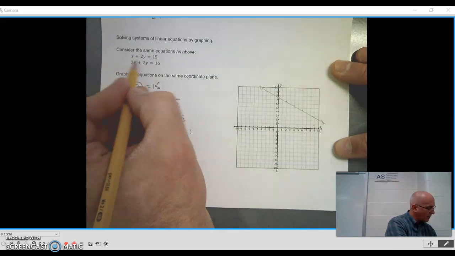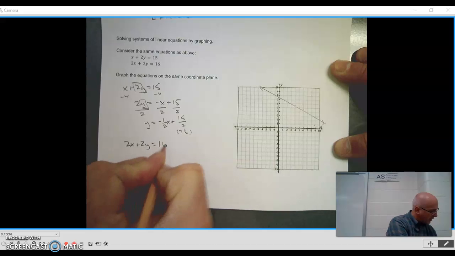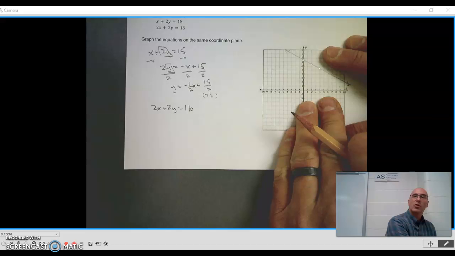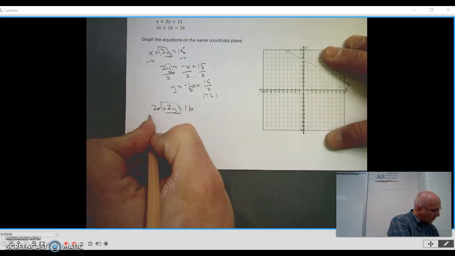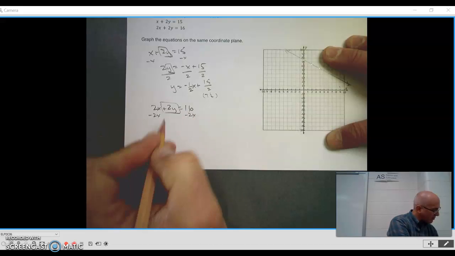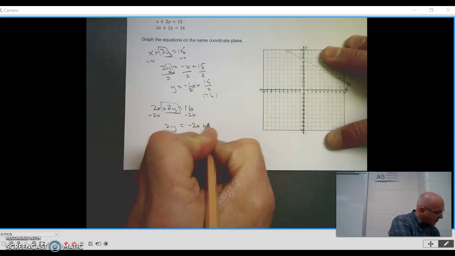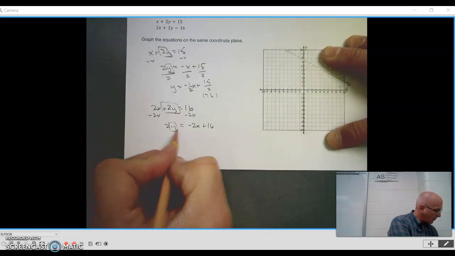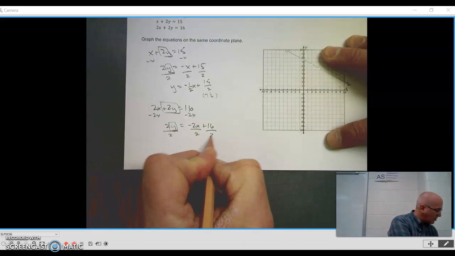Now I'm going to take my second equation, 2x plus 2y equals 16, and graph it on the same coordinate plane. I need to isolate my y, so I'm going to subtract 2x from both sides. I'm left with 2y on the left and negative 2x plus 16 on the right. I'm going to further isolate that y by dividing everything by 2.